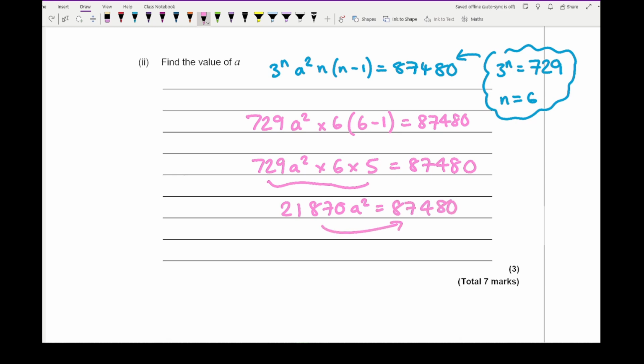Take this to the other side, in which I end up with an a squared value of 4. And then from this, what we establish is we get a value of either plus or minus 2. Now, what we need to be careful of is, don't underline this because this is not the final answer, because a needs to be one value.